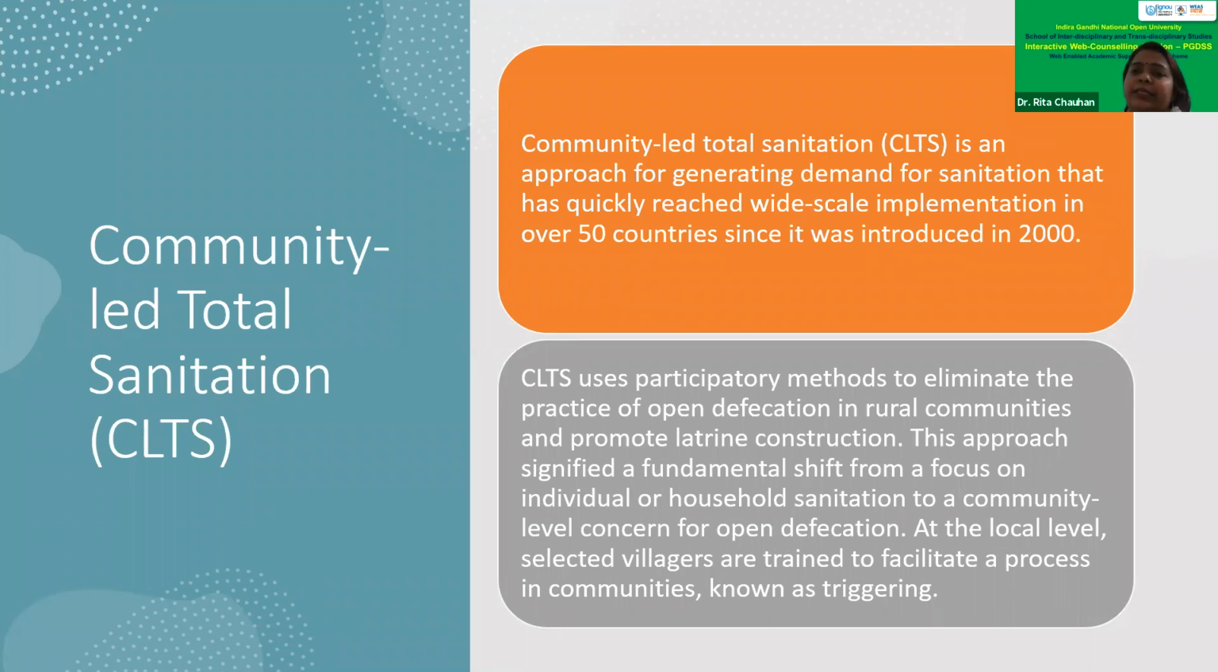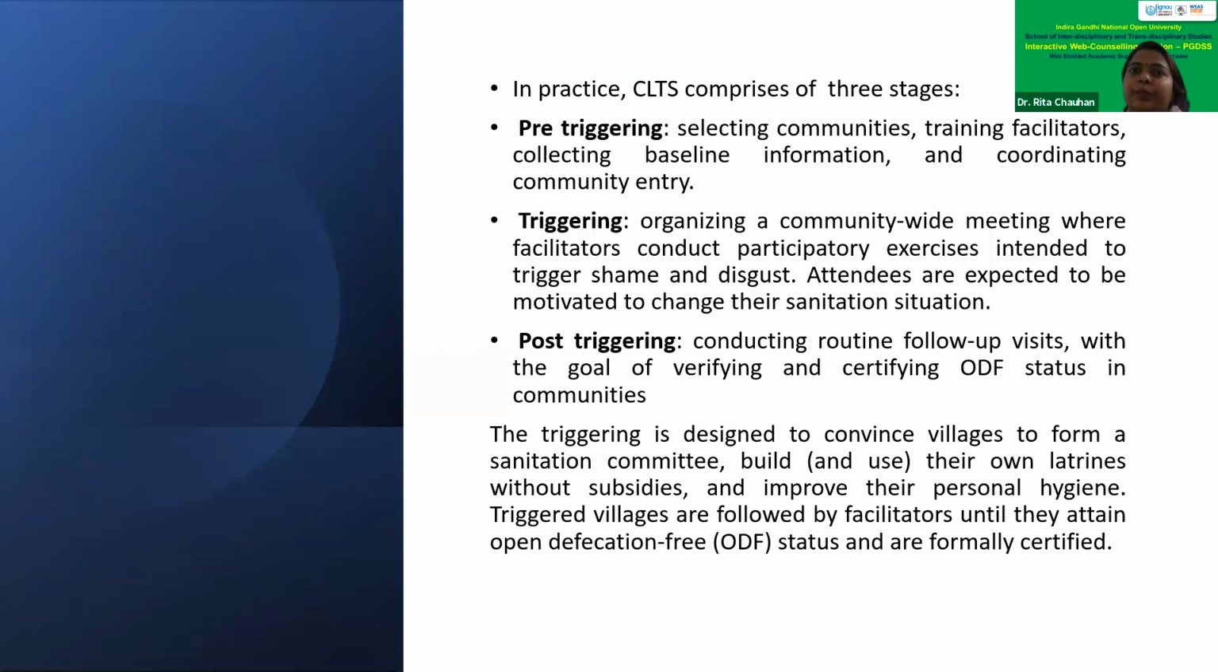They collectively decide how to have proper latrine construction so that all the people of that community can be facilitated. This approach brings a fundamental change, from a focus on individual or household sanitation to the community level. So it was a breakthrough from the individual to the societal level. In this method, there is a process called triggering. Triggering has a three-step process, which we call pre-triggering, triggering, and post-triggering.